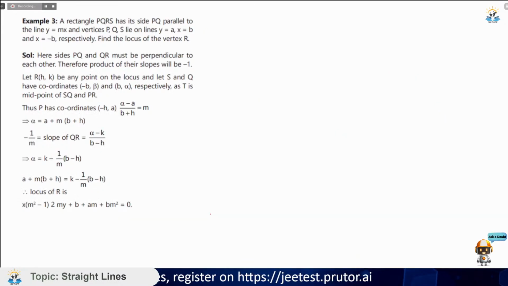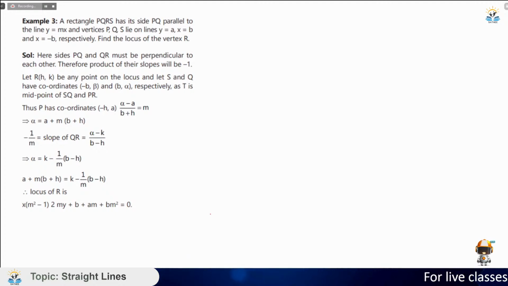A bigger question: a rectangle PQRS has its side PQ parallel to the line y is equal to mx, and the vertices P, Q, R, S lie on the lines x, y is equal to a, x is equal to b and x is equal to minus b respectively. Find the locus of the vertex of this rectangle.